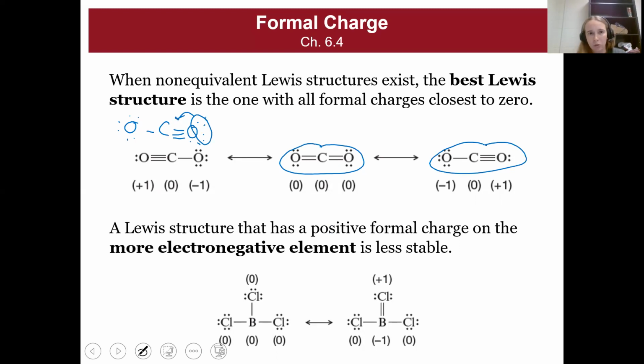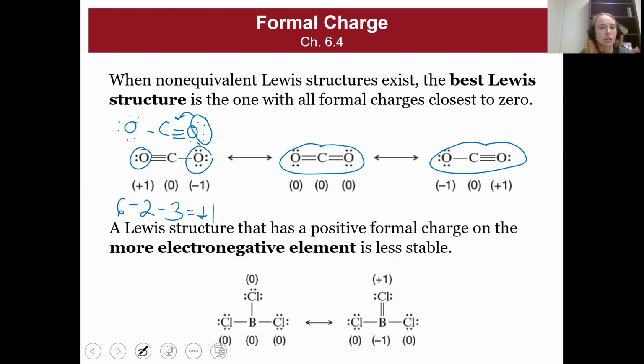So those are valid Lewis structures, but they aren't the same. The bonding is not the same. So we want to see which one is the best Lewis structure. And that's going to come from the formal charges. So the formal charge on this oxygen in this version of carbon dioxide is 6. So valence electrons is the same. 6 minus, so there's only 1 lone pair, so there's 2 non-bonding electrons, and now there are 3 bonds. So our formal charge is +1.